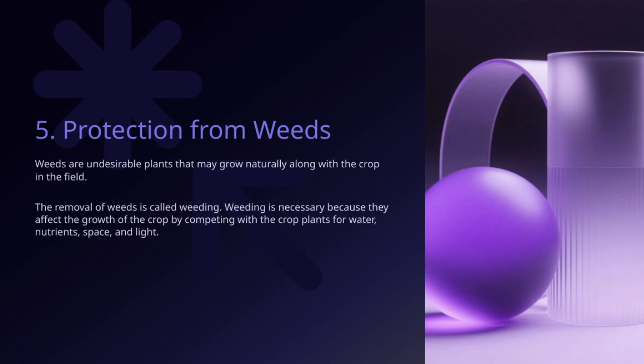Weeds are undesired plants that grow naturally along with our crops in the field. They can be quite stubborn and grow quickly if left unchecked. That's why proper weeding is a key part of protecting our crops and ensuring healthy growth. By managing weeds effectively, we help our crops thrive, which ultimately leads to a better harvest. Remember, staying vigilant against weeds is essential for maintaining a healthy and productive field.